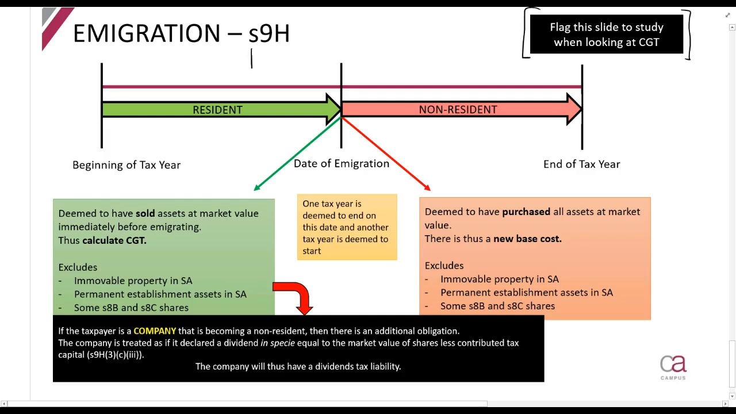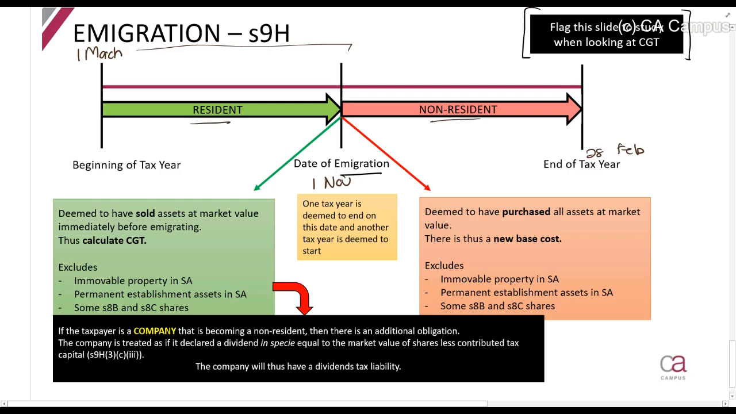But what I want you to see here is that if a resident emigrates, they become a non-resident. Remember, a tax year for a natural person starts on the 1st of March and ends on the 28th of February. Let's say this person emigrated on the 1st of November. From March until November, you treat the person as a resident. They are taxed on their worldwide income, and all the rules that apply to residents apply. From the 1st of November, the date of emigration, the person stops being a resident and becomes a non-resident. From then you apply the non-resident rules.